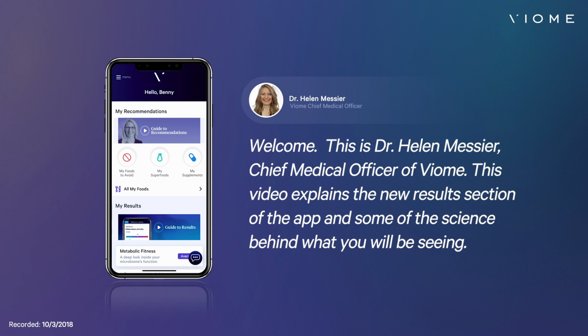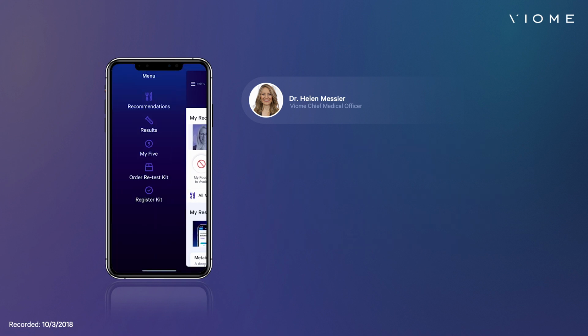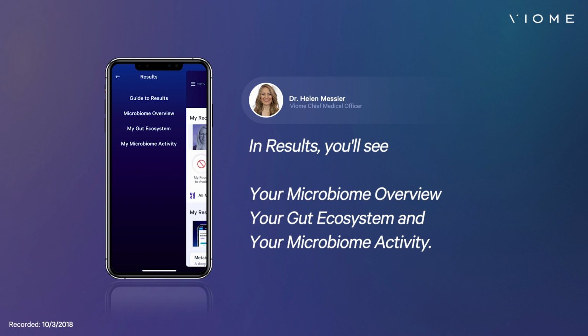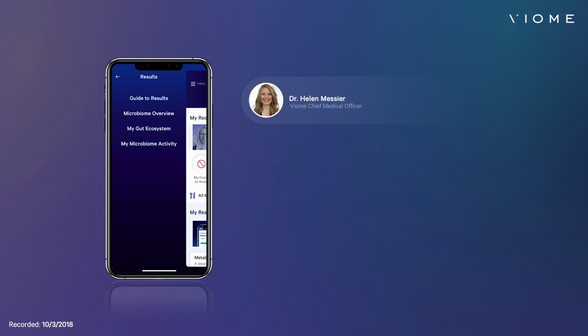This video explains the new results section of the app and some of the science behind what you'll be seeing. Let's get started. In results, you'll see your microbiome overview, your gut ecosystem, and your microbiome activity. Now, these are new names, but the underlying way we obtain your data and do the analysis has not changed. Let's go over each one.